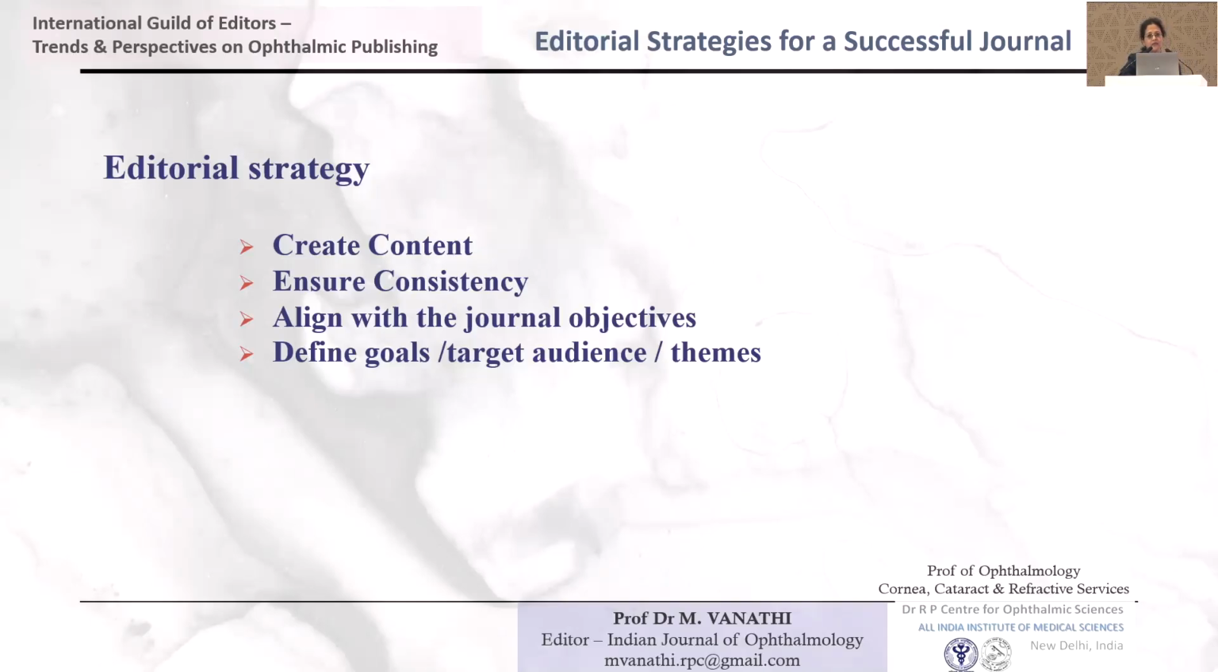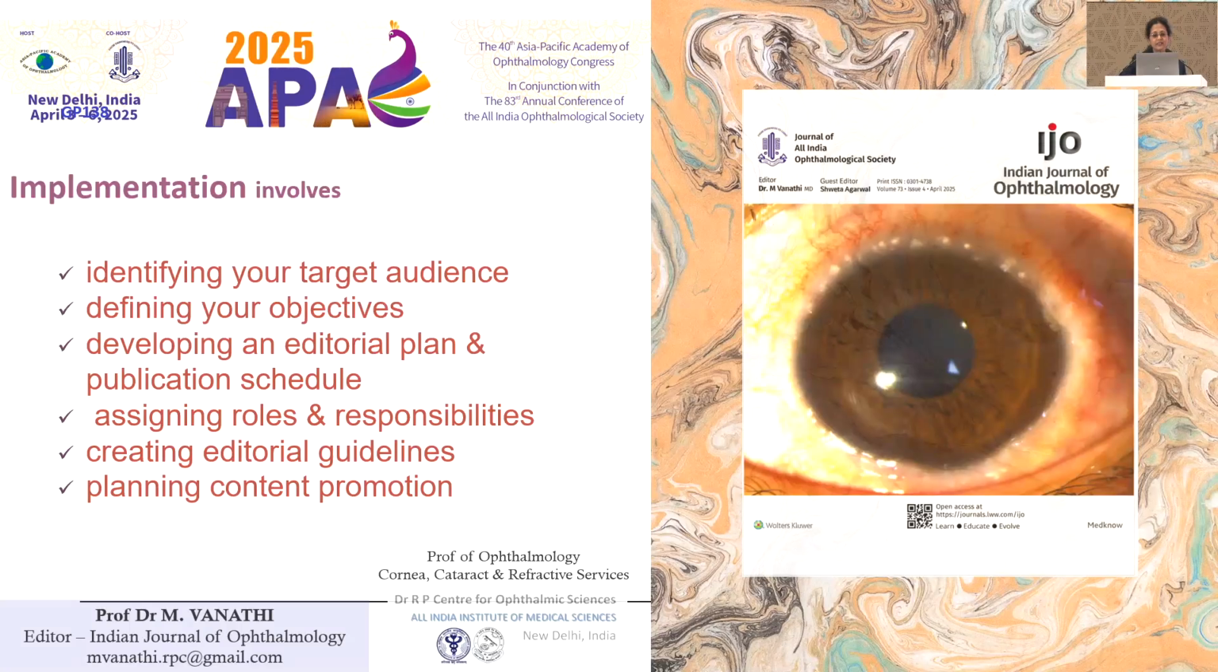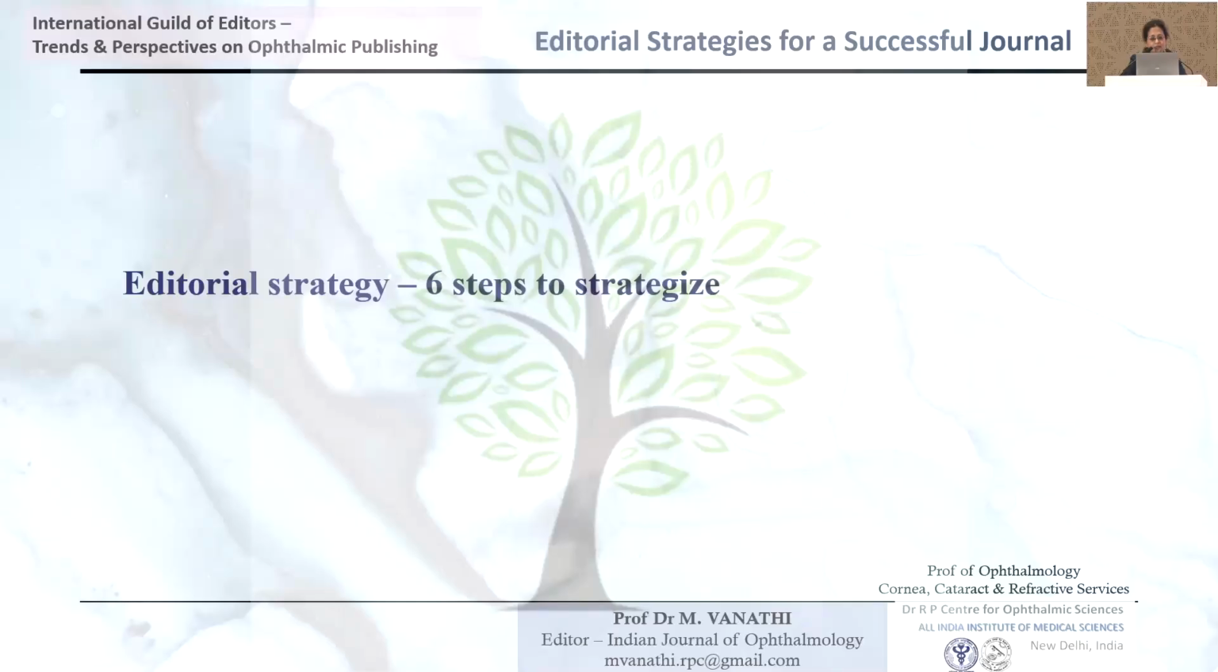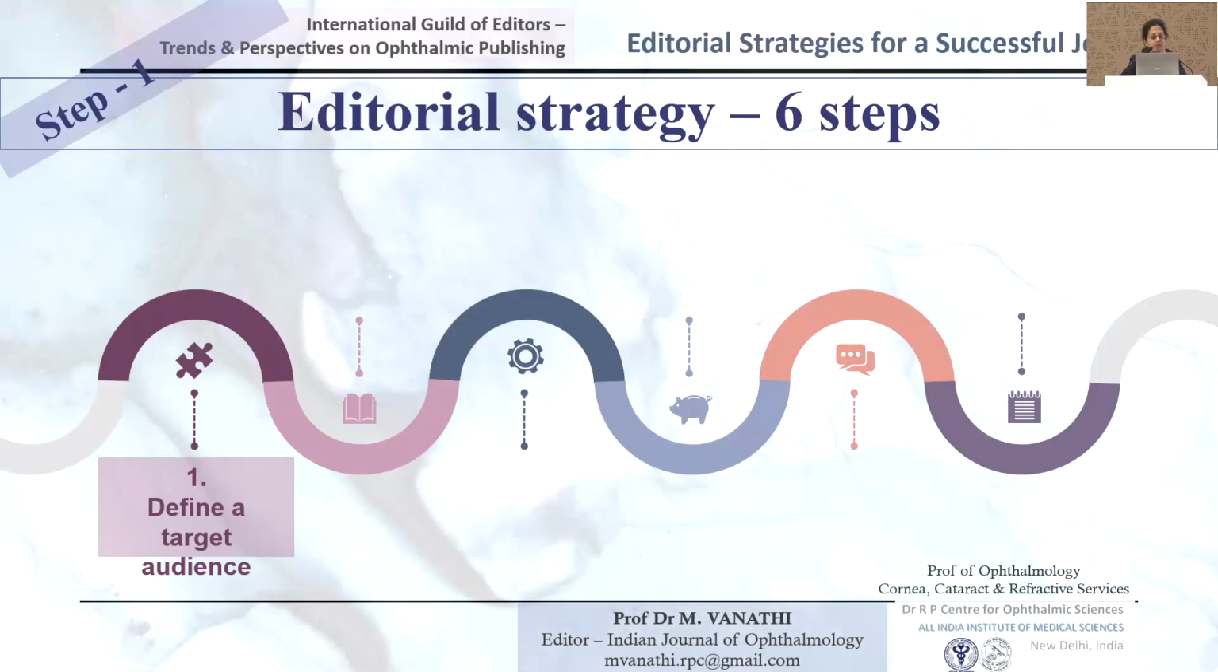So to break it down, to make it easier to understand, we need to work on creating content. We ensure that there is consistency in these contents which are being distributed across the journal issues and the volumes, and we align the objectives and define the goals and our target audience here. So let's take it point-wise, in 6 points, to strategize.